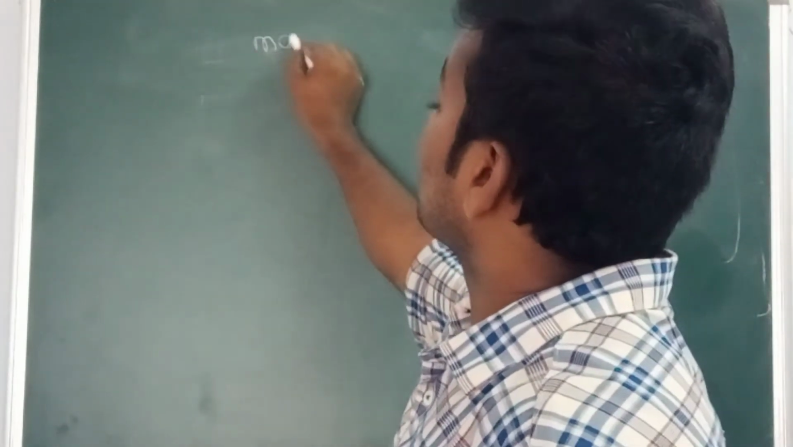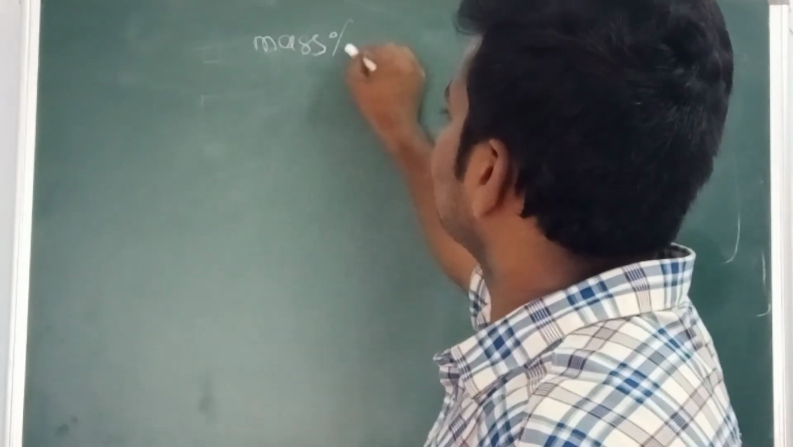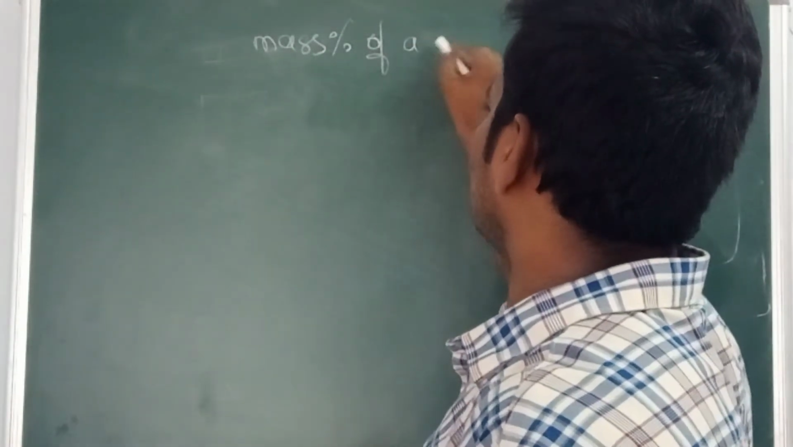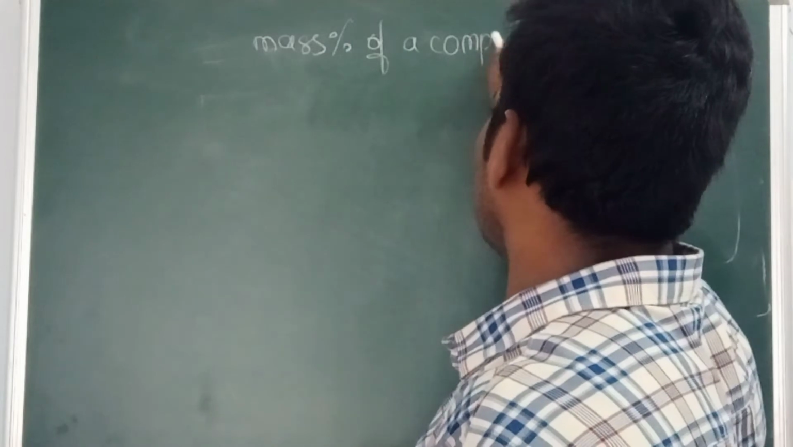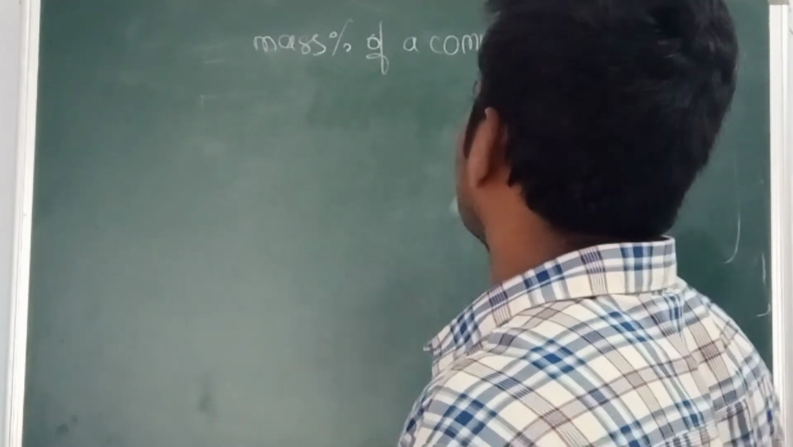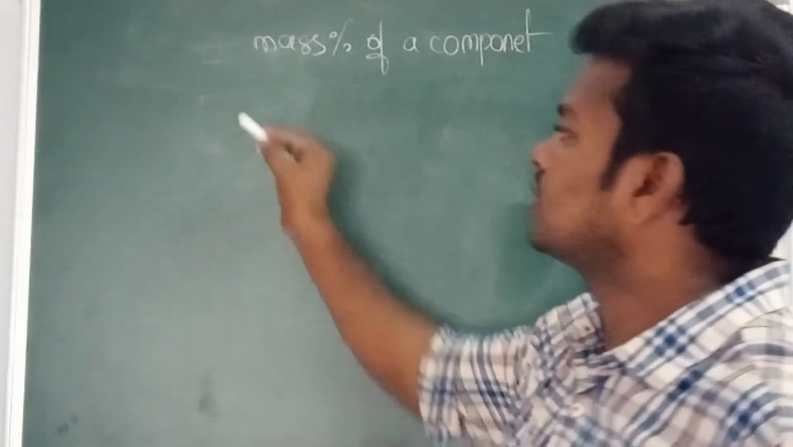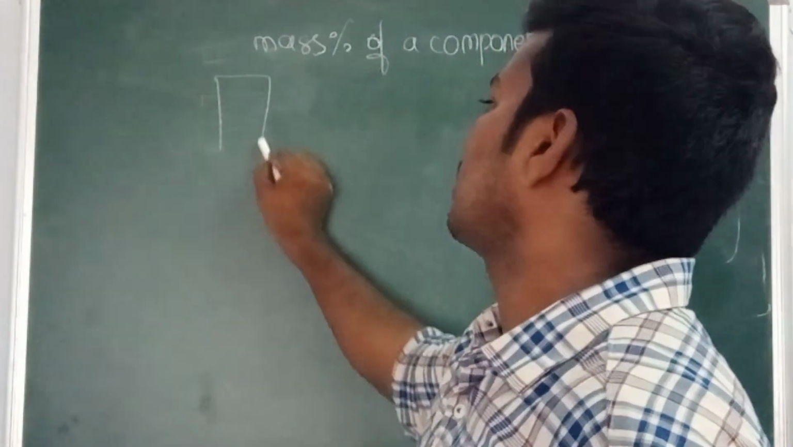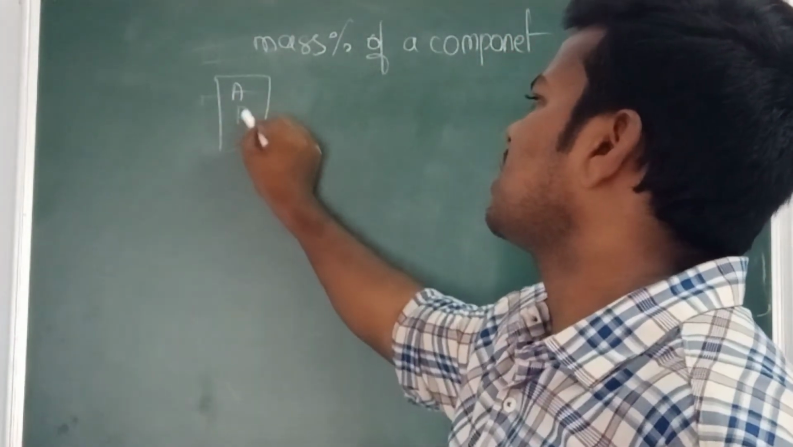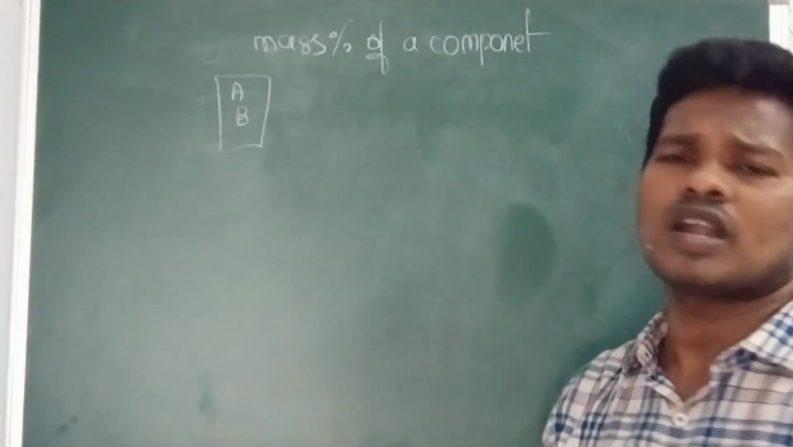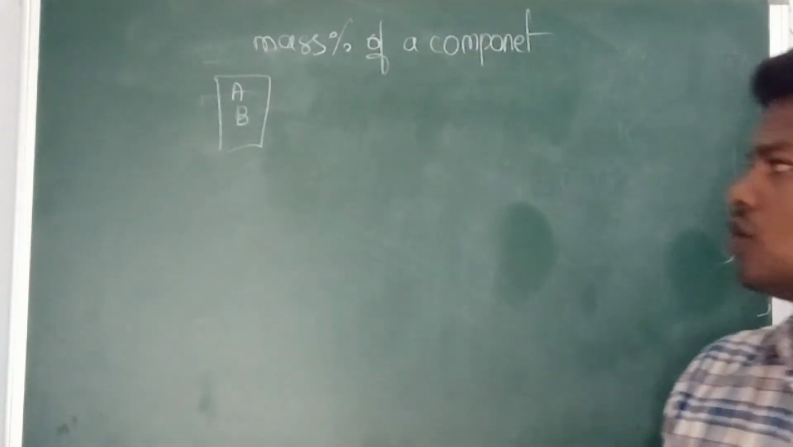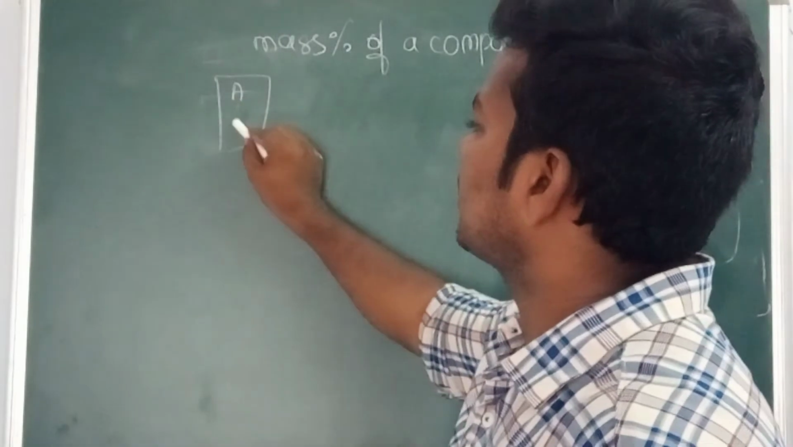Another case, the last case. The mass percentage of the component is given. Component in the sense, in the given mixture. So again, take the beaker. Here mixtures A, B, C, D, whatever mixtures there are, but better to go with the simple one. I am going with A.